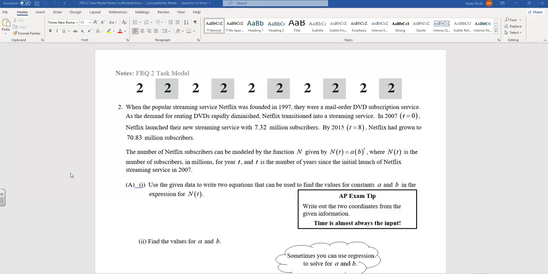In 2007, which they're going to call T=0, Netflix launched their new streaming service with 7.32 million subscribers. By 2015, T=8, Netflix had grown to 70.83 million subscribers. The number of Netflix subscribers can be modeled by the function n, given by n of t = a times b to the t, where n of t is the number of subscribers in millions for year t, and t is the number of years since the initial launch of Netflix streaming service in 2007.